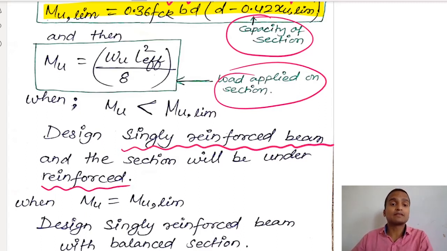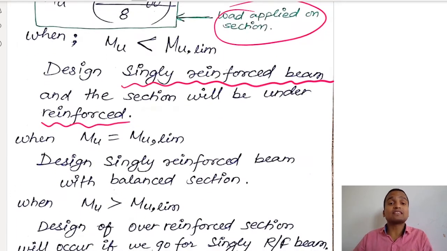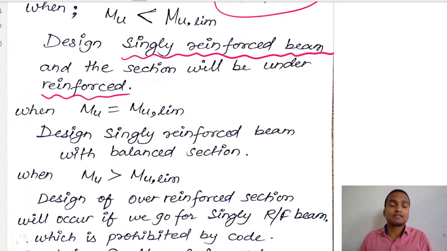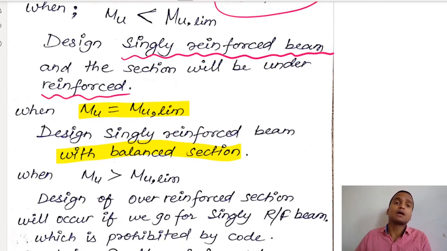But what happens if Mu is exactly equal to Mu limiting? This is just a coincidence. In such cases, design of a singly reinforced beam will be done, but the beam will be a balanced section. In a balanced section, Mu is equal to Mu limiting, and this is very rare. Most of the cases, Mu is either less than Mu limiting or Mu exceeds the value of Mu limiting.